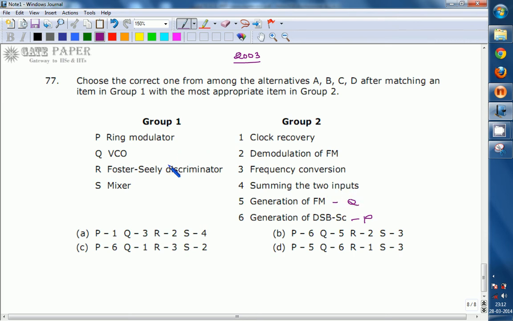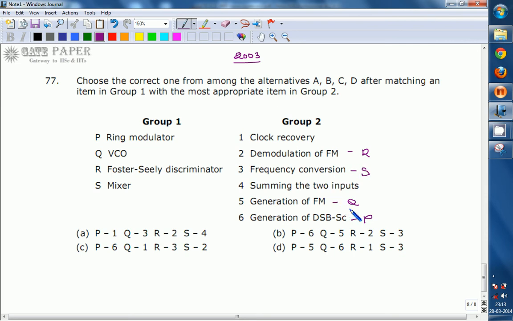And the next one is the Foster Seeley discriminator. This is one of the demodulation techniques of the FM wave. The option for demodulation of FM is option R. And finally the mixer. By using the mixer we can translate the frequency from one frequency to another frequency. A mixer is nothing but a combination where the two frequencies are added and subtracted. Overall, low frequency is converted to high frequency or high frequency is converted to low frequency. Generally the frequency conversion takes place by the mixer. For this one the option is S.